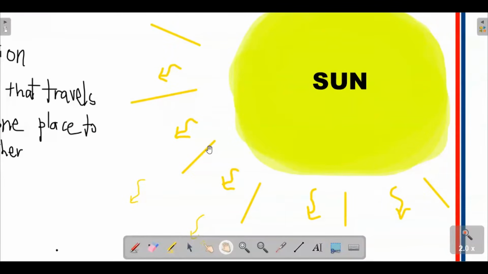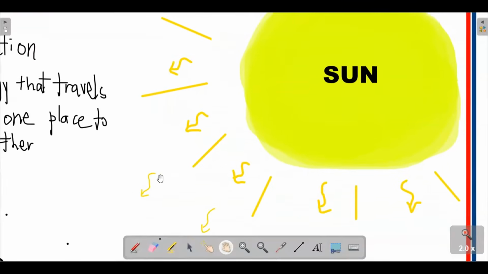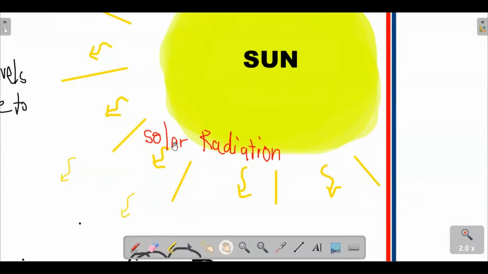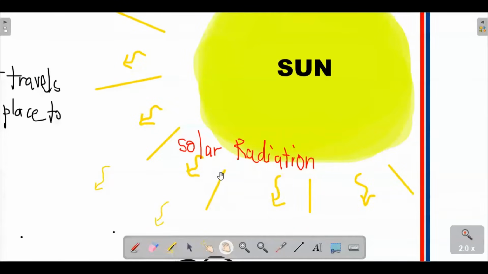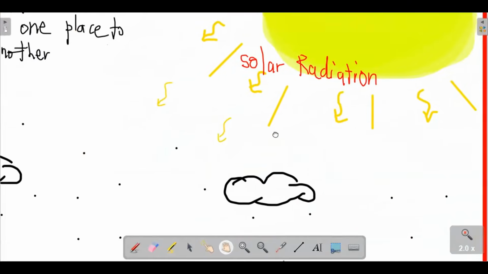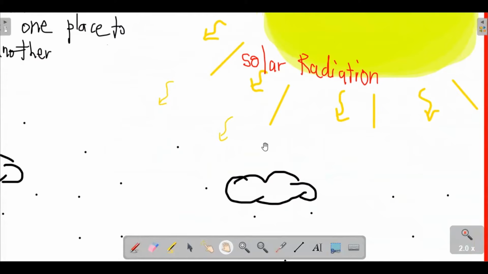And because it is released by the sun, we call it what? We call it the solar radiation. This is the energy that is released from the sun, guys. Okay, so that is solar radiation, energy released by the sun. Now the sun releases this energy towards Earth. Okay, so now it becomes an incoming solar radiation.